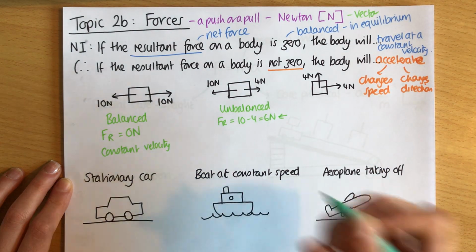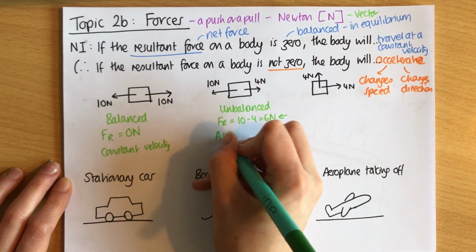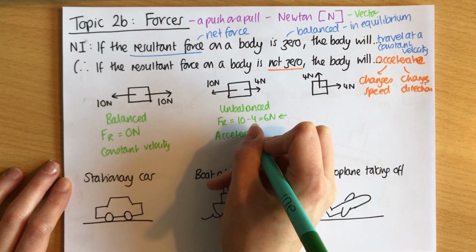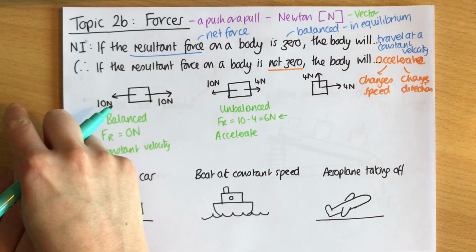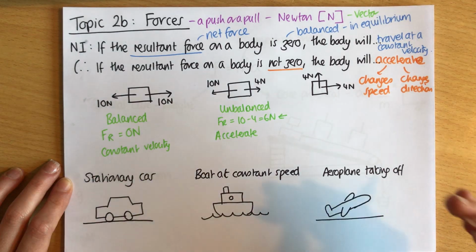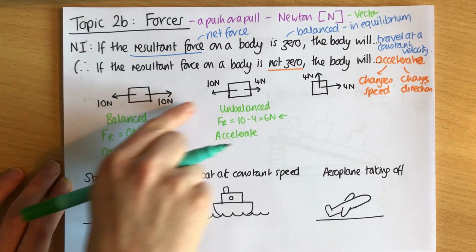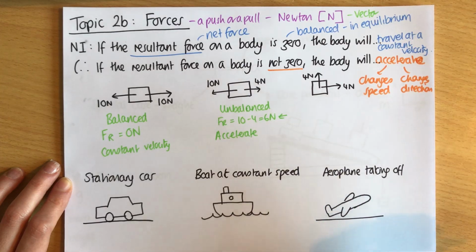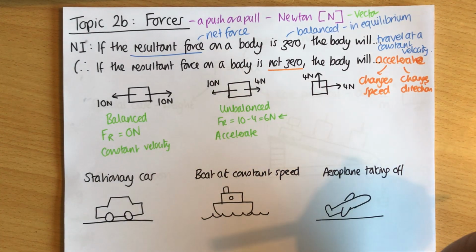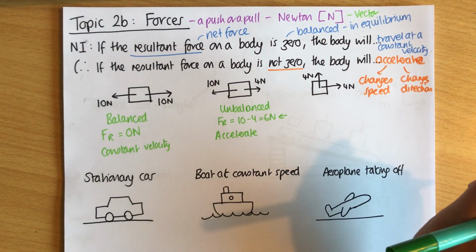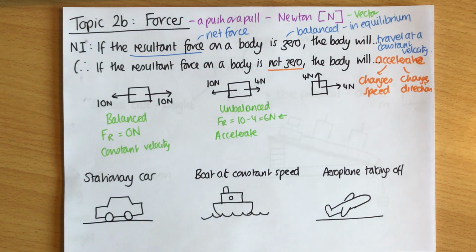Now, if the forces are unbalanced, this body will accelerate. If it's already still, if it's stationary to start with, it will start to move that way and speed up. If it's already moving that way, it will speed up. If it's moving that way, it will start to slow down. So accelerate can mean speed up or slow down or change direction. Now, this final one tricks people a little bit, because I've got two forces that are equal in size, but they're not balanced.